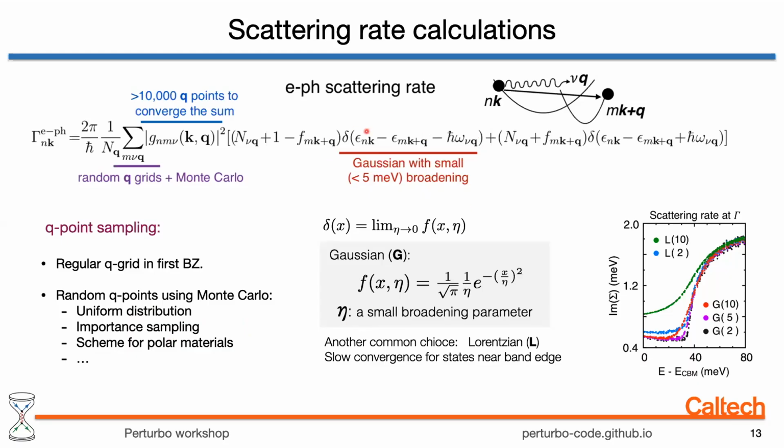Another part of this expression is the delta functions, which we implement using a Gaussian function. And of course, the Gaussian function is given here, as I'm sure most of you are familiar with. And it has this broadening parameter, which is one of the inputs to Perturbo, and it's called smear. So you set that in order to converge your calculations. Now, another common choice in order to express this delta function numerically is to use a Lorentzian. However, as shown in this diagram here, it turns out that for the scattering rate calculations, using the Gaussian expression makes our results converge much more quickly.